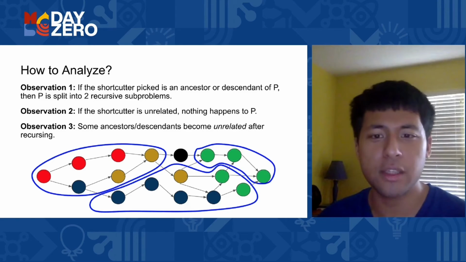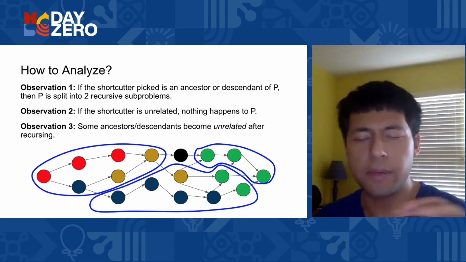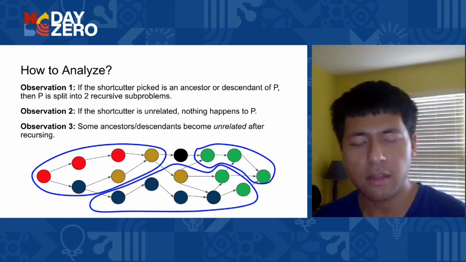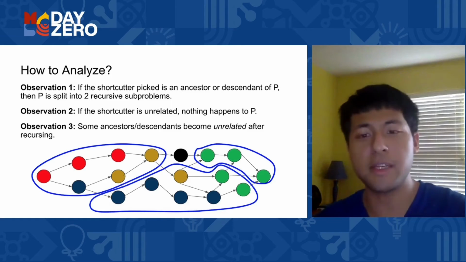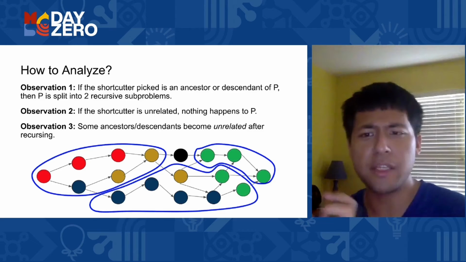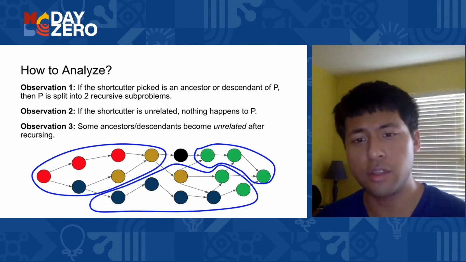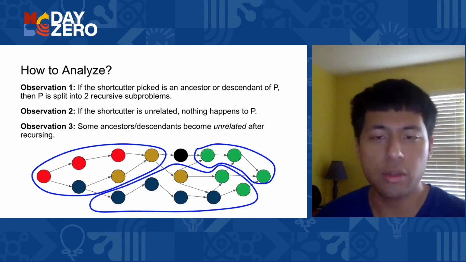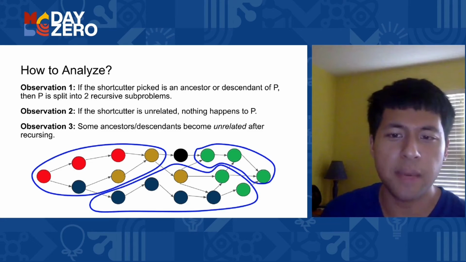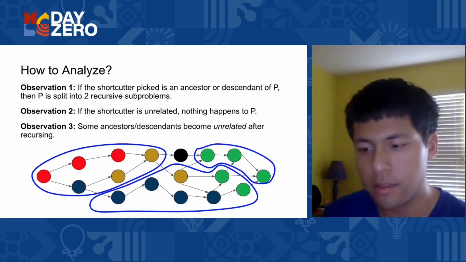So for example, in this picture, the path got split into two pieces, the piece on the left and the piece on the bottom. Notice that in the piece on the right with three green vertices, there are no vertices in the path. So those three green vertices became unrelated to the path.